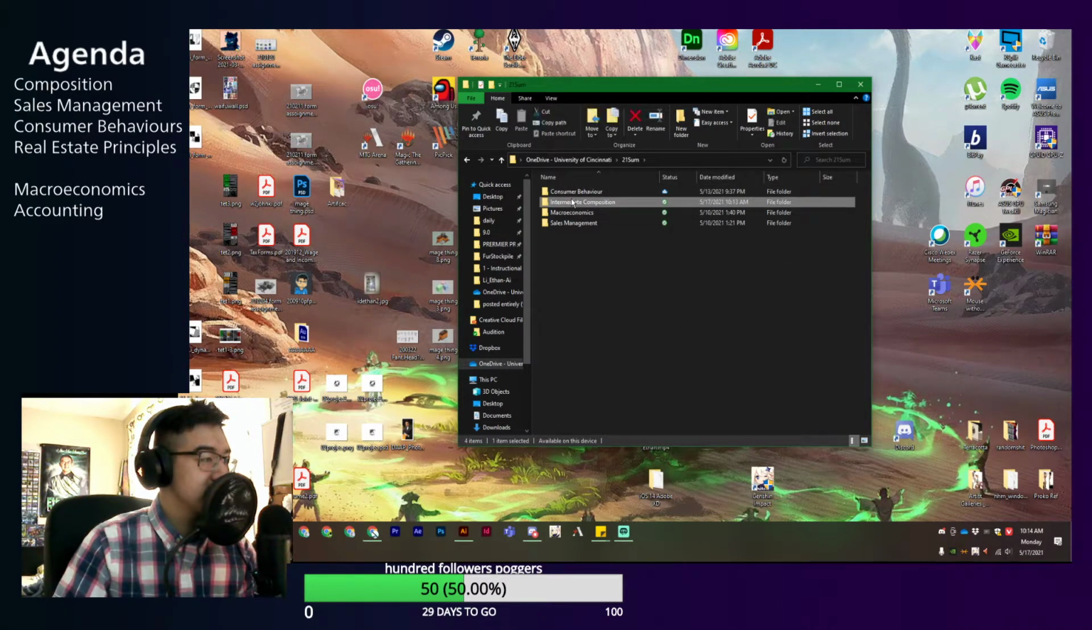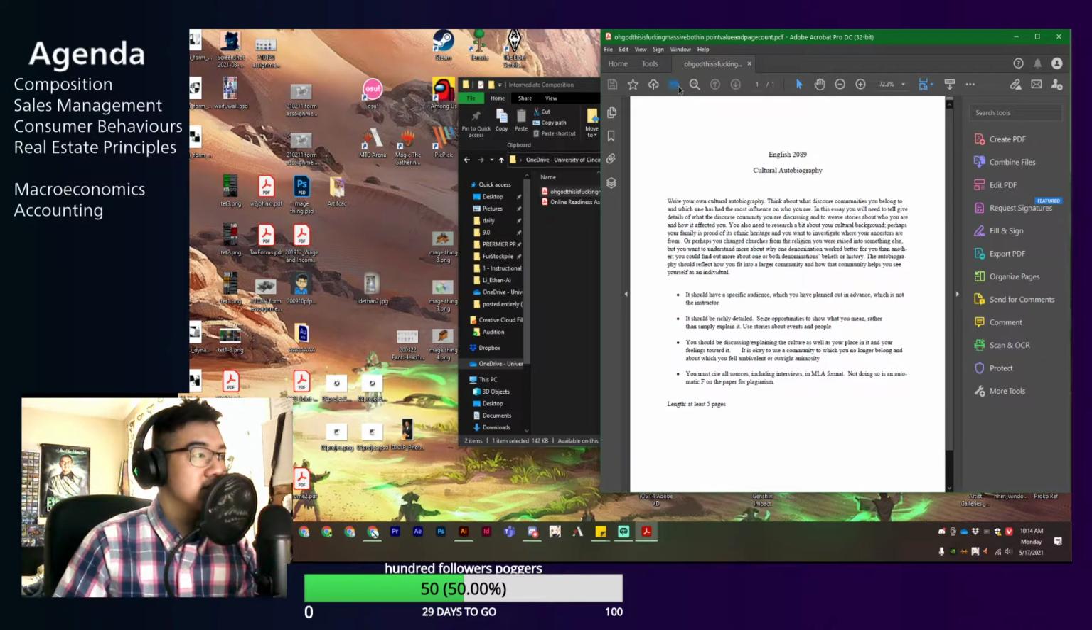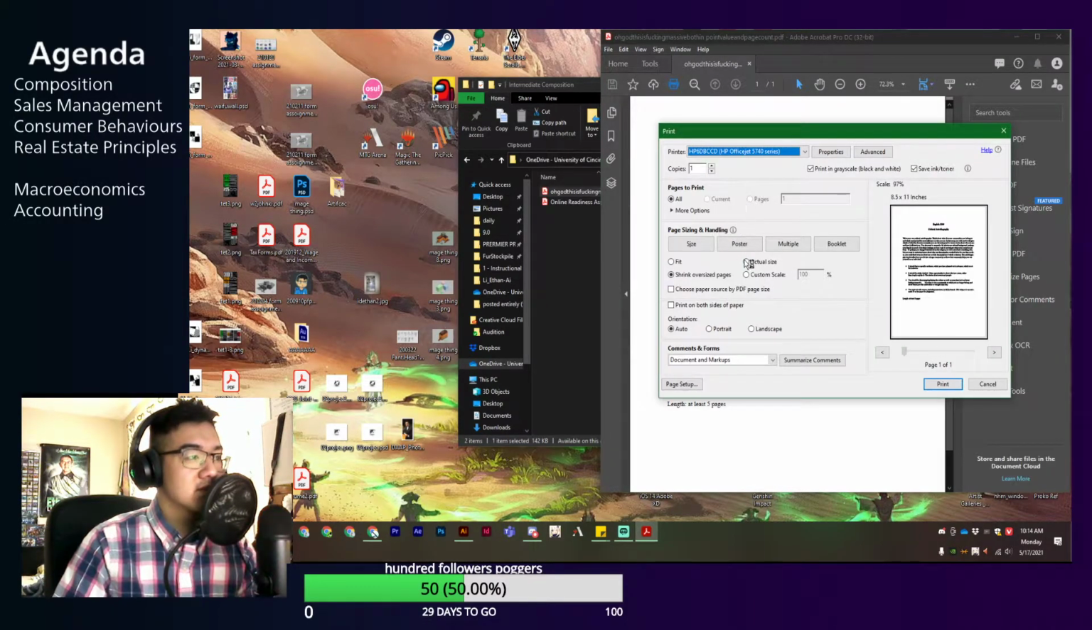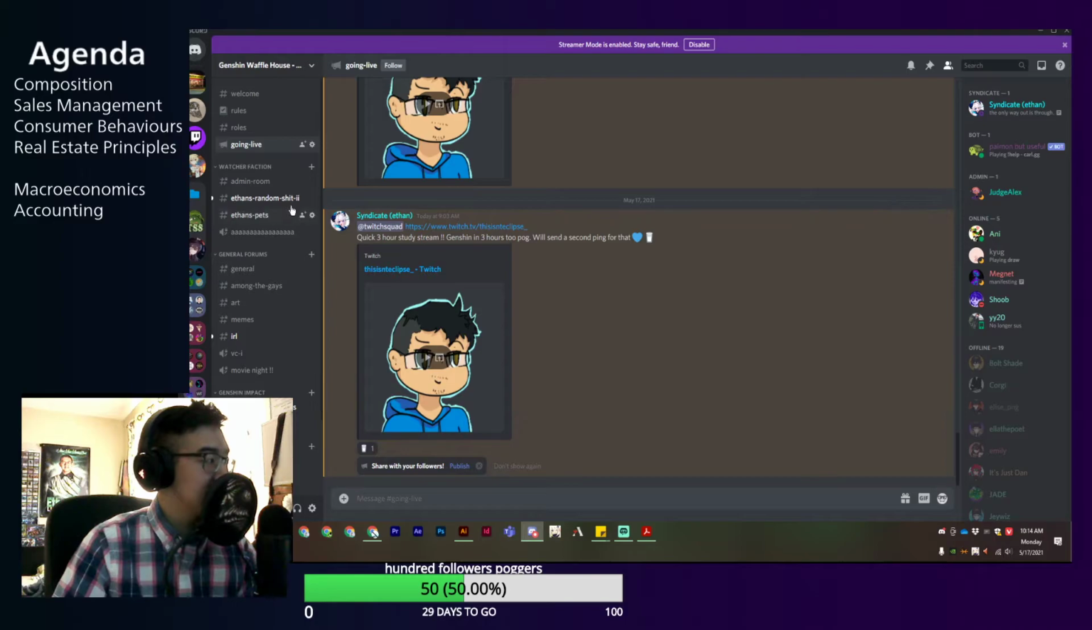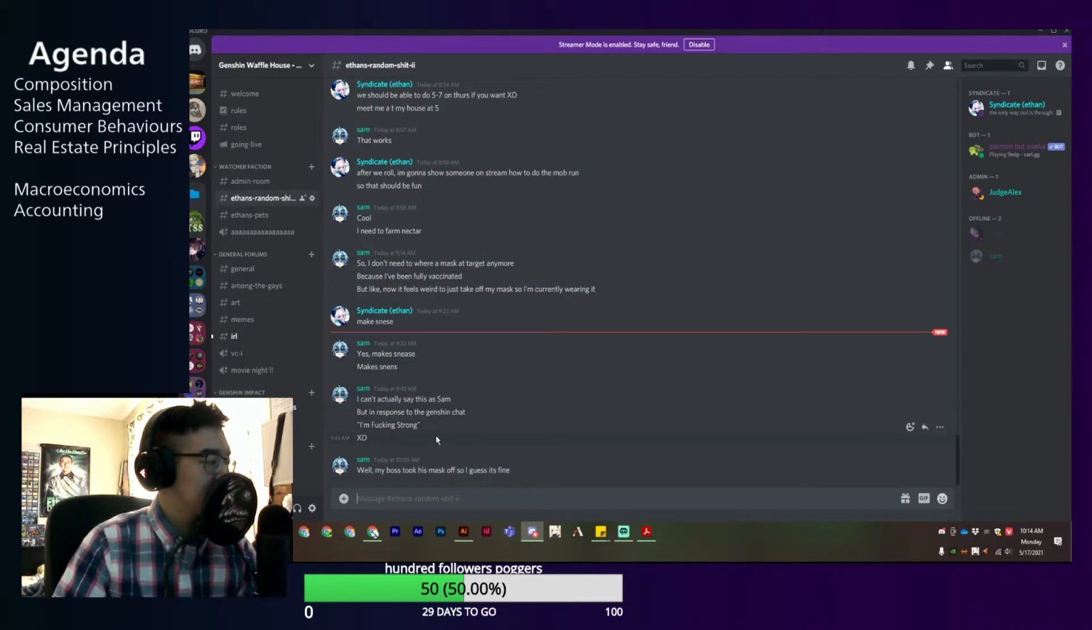Okay. Let's see. Save ink toner. Yep. I'm sure as hell not spending all my ink and toner on this. What's in here?